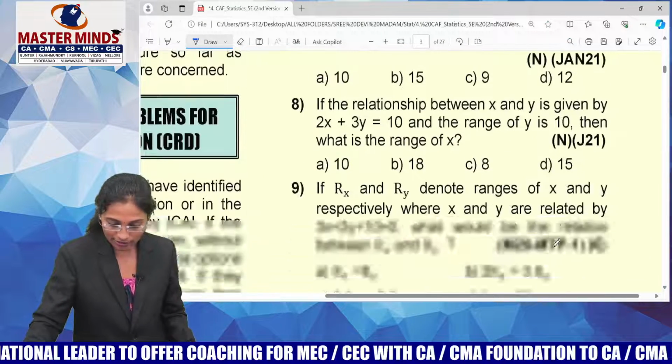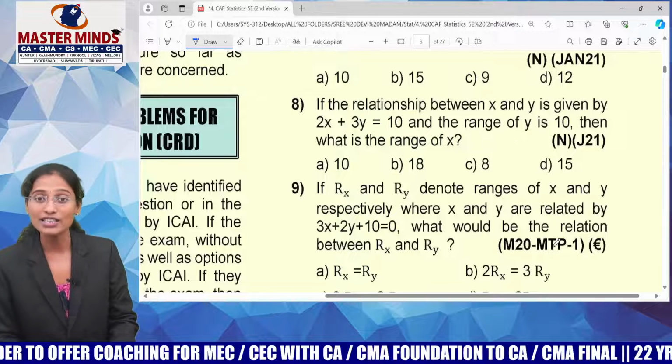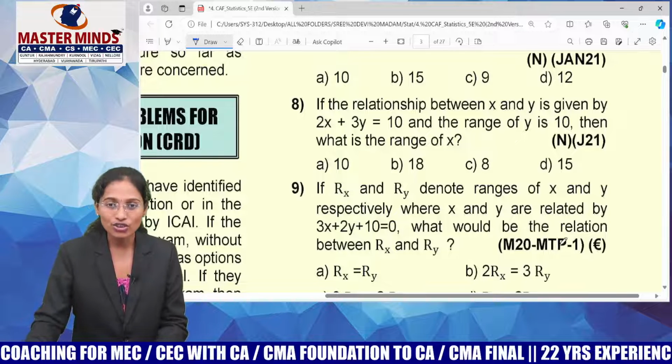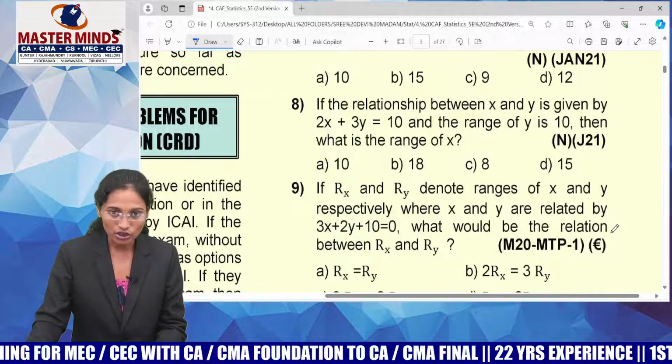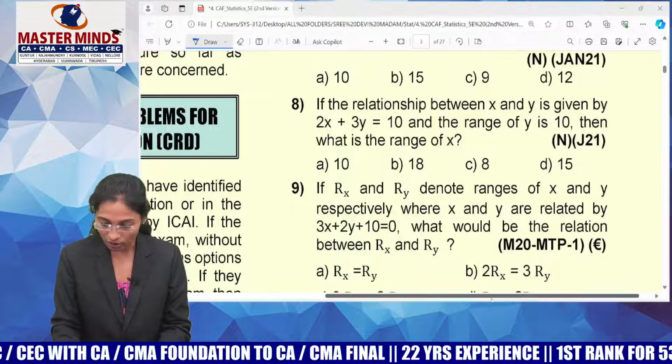Now, the next MCQ is MCQ number 8. Read out the MCQ. If the relation between x and y is given by 2x plus 3y equal to 10, then the range of y is 10. Then what is the range of x? So what is the relation between x and y? 2x plus 3y equal to 10.